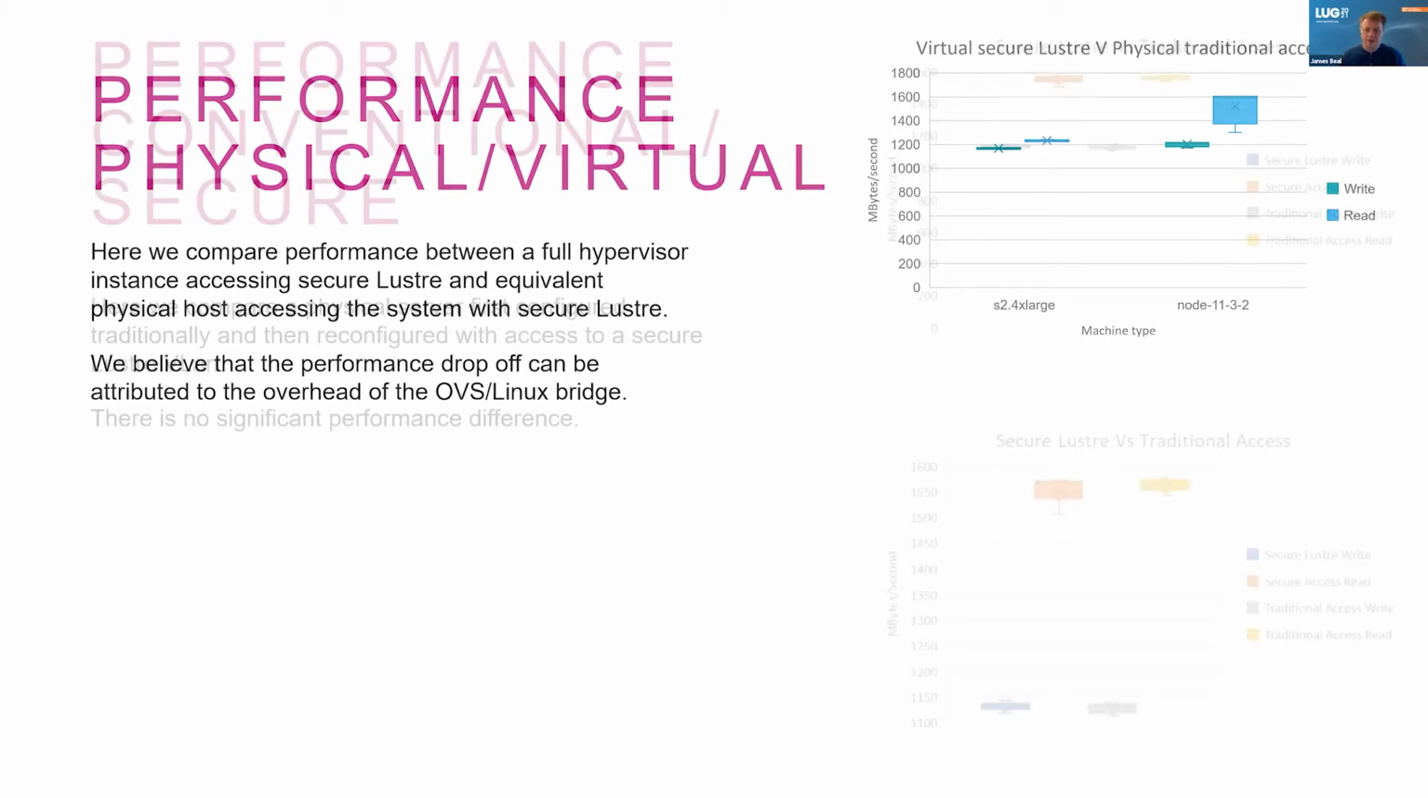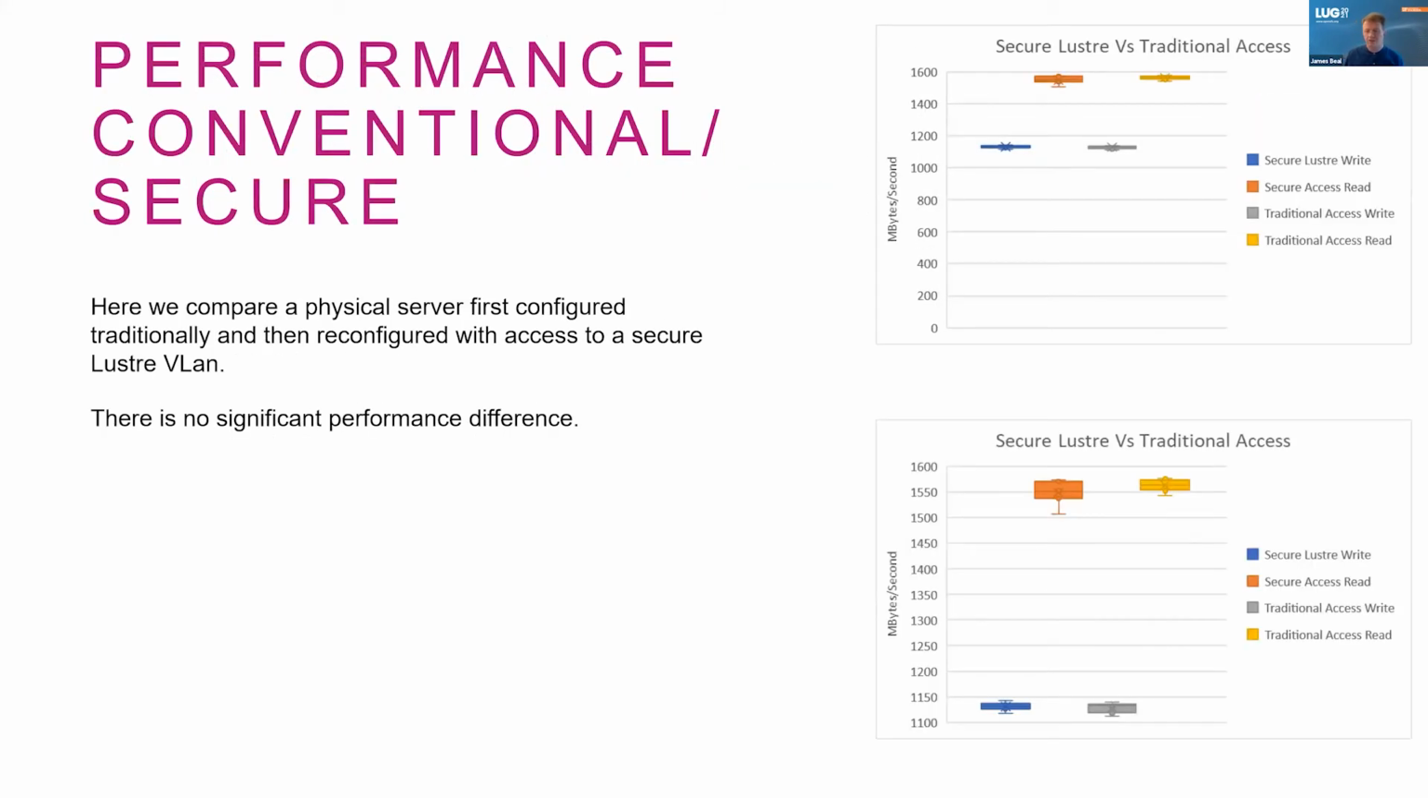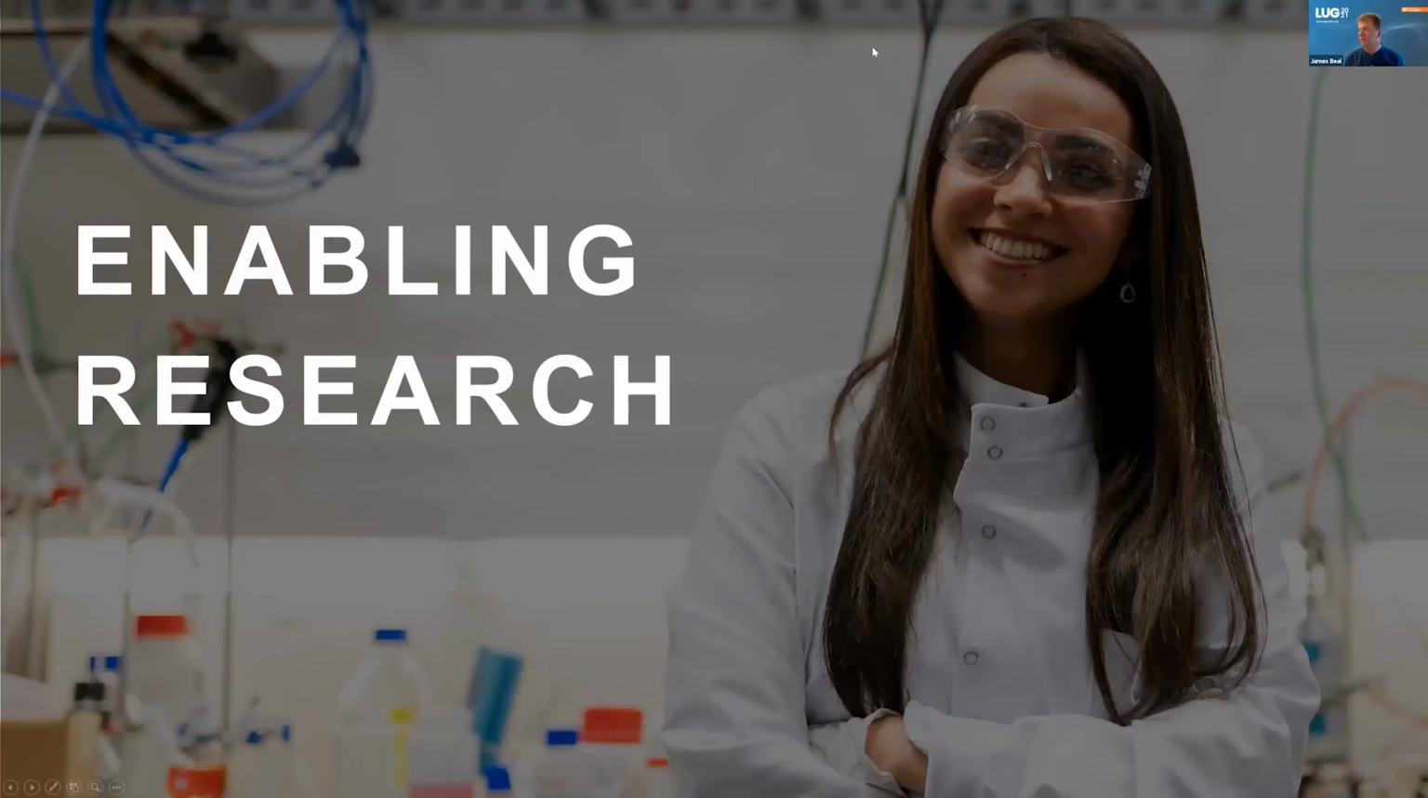To eliminate the overhead of virtualization, we decided to take a single HPC compute node and compare performance when configured as either traditional compute or when configured to use secure Lustre. We can see that access via secure Lustre does not affect the performance achieved at the client. The target file system is in normal use, and I believe that any differences in performance can be attributed to this. And now I'll hand over to Pavlos.